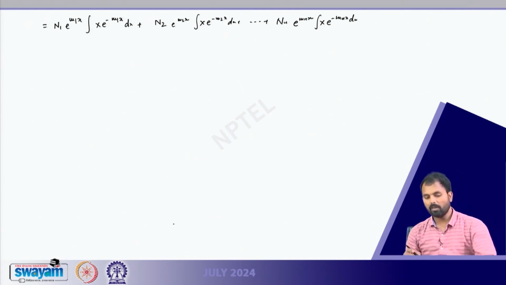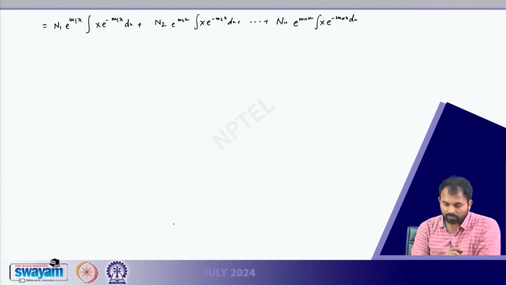By the way, here we are not bothered about the constant of integration. Because we are looking for a particular integral, it can also hold for c equals 0. So by default we are taking the constant of integration, without loss of generality, as 0, because it will not hamper the solution at all. Okay.